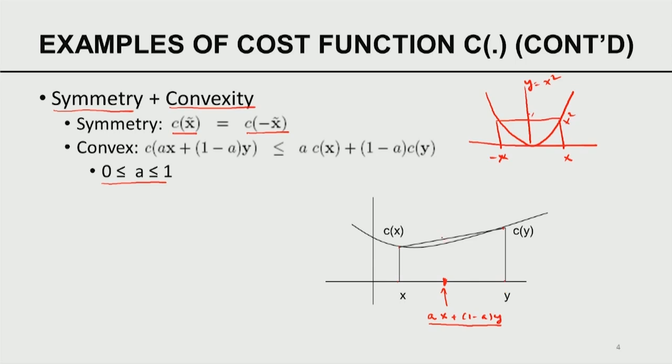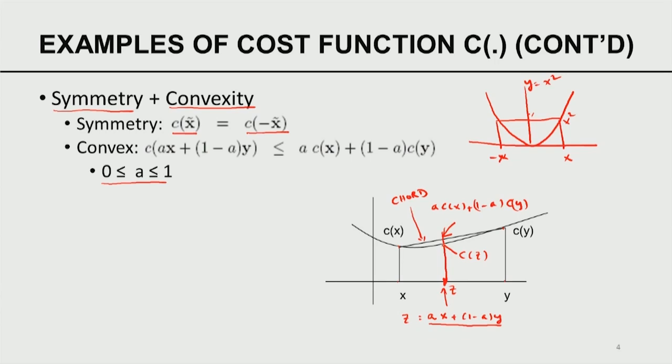So let us draw a vertical line. Let us call this point z. Z is the point which is equal to a x plus 1 minus a times y for some a in the interval 0 to 1. The value at this point is C of z, but the value at this other point is equal to a times C of x plus 1 minus a times C of y. And that lies on the chord that joins the point C of x to C of y. So this is the chord, and this is the point on the curve.